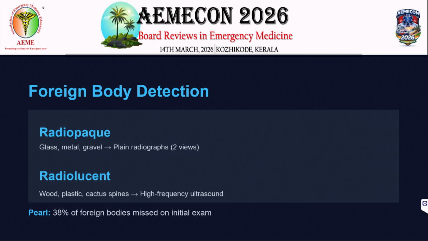38% of the foreign bodies, if we see, are missed in the initial examination. So if you have a high suspicion of it, you should look for it, because later it might lead to a highly infectious wound if it was not identified early.